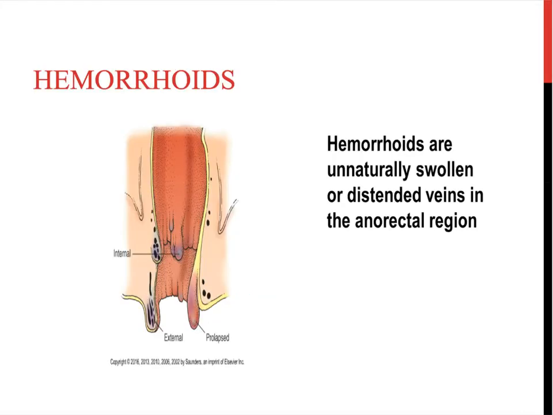First, we'll just briefly discuss hemorrhoids. Hemorrhoids are essentially varicose veins in the anorectal region. There are veins there as a normal structure of the body, but at times they can get swollen and distended. They can be internal or external, and here's a picture. It shows you here are the internal ones, here are the external hemorrhoids.